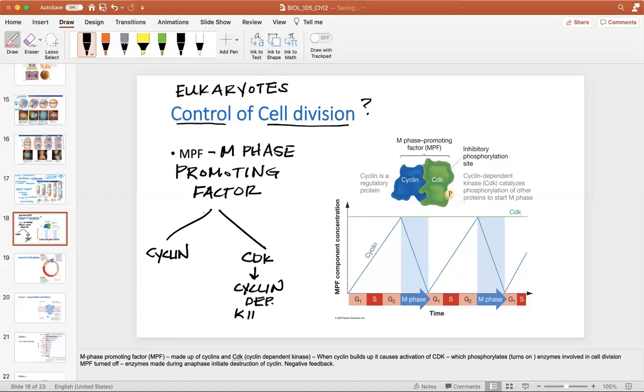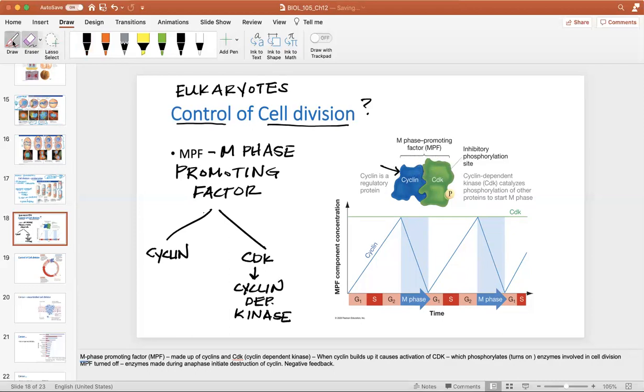And that's in your notes down below as well. Now let's take a look up here. So here we have the M-phase promoting factor together. We've got cyclin here, and we've got the cyclin dependent kinase, or CDK, here. Actually, let me erase that because I'm going to want to draw something there.